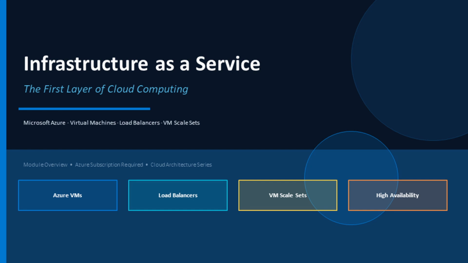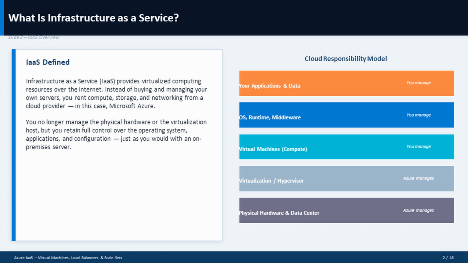By the end of this module, you'll understand how to deploy and manage virtual machines in the cloud, how to achieve high availability using load balancers, and how to implement horizontal scaling using scale sets, one of the most powerful benefits cloud computing has to offer. This is an essential stepping stone for anyone moving workloads from on-premises environments to the Azure cloud. Let's get started. Let's start by grounding ourselves in what infrastructure as a service actually means.